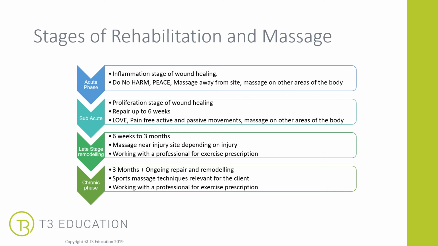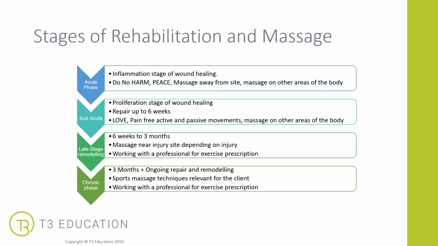Stages of rehabilitation and massage. These are the 4 stages of rehabilitation that a client will go through if they have experienced any type of soft tissue injury. In terms of sports massage therapy, we are unable to help the client with the acute injured tissue. But what we can do is work with clinicians and build that relationship and help the client on other areas of the body while the clinician is helping with the repairing of the injured tissue.